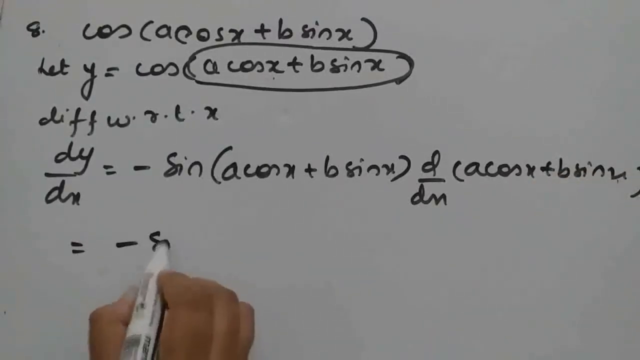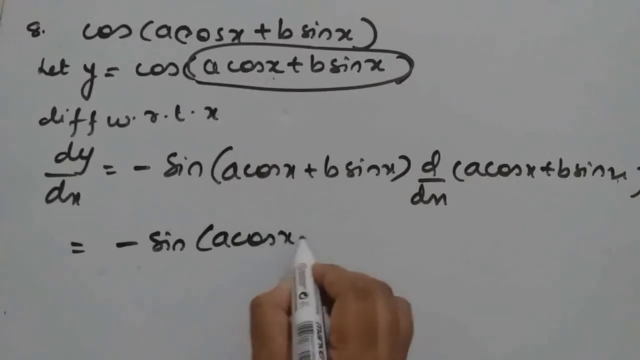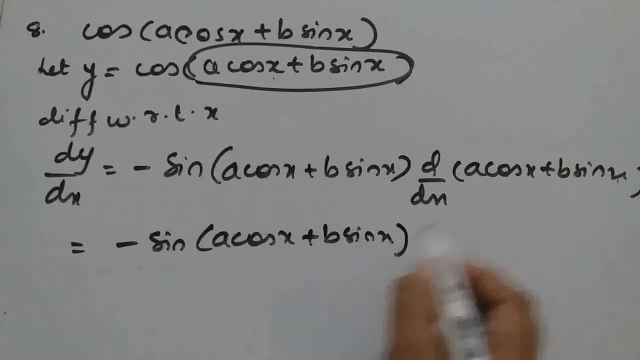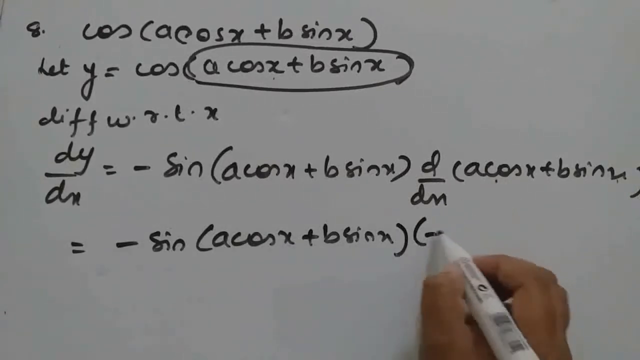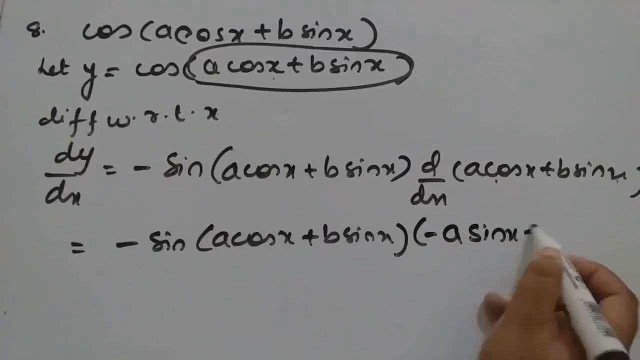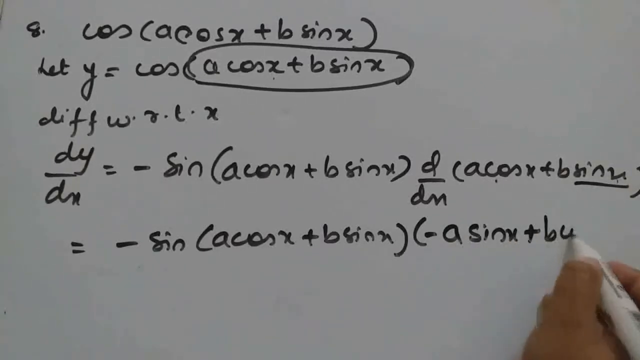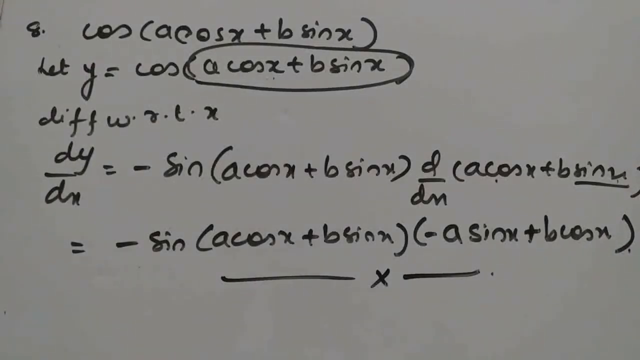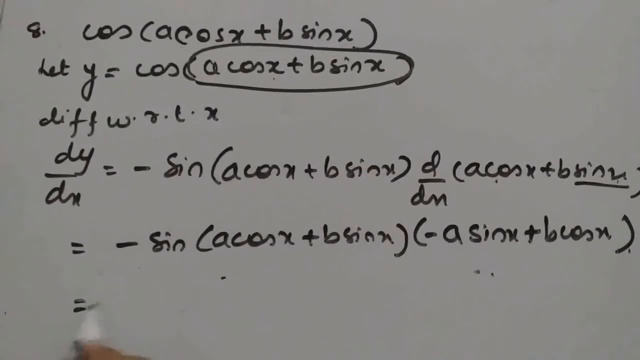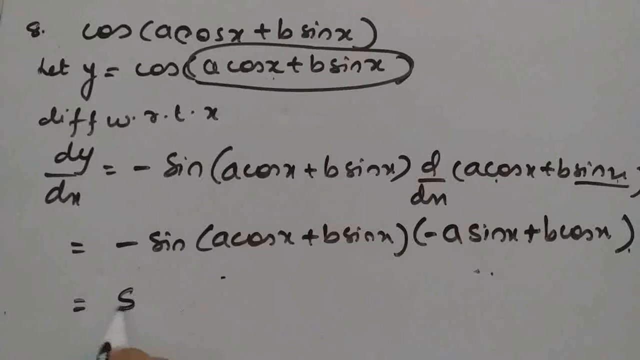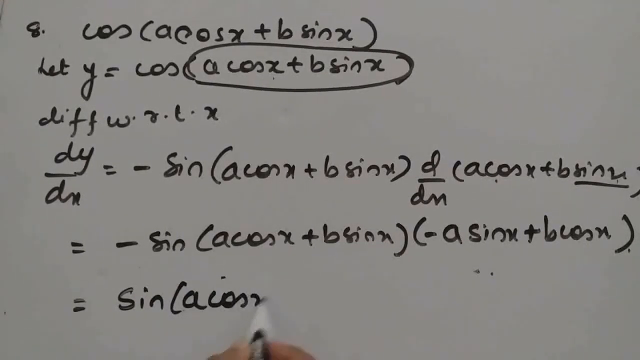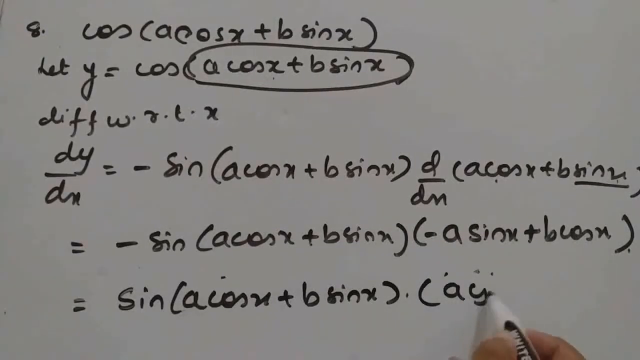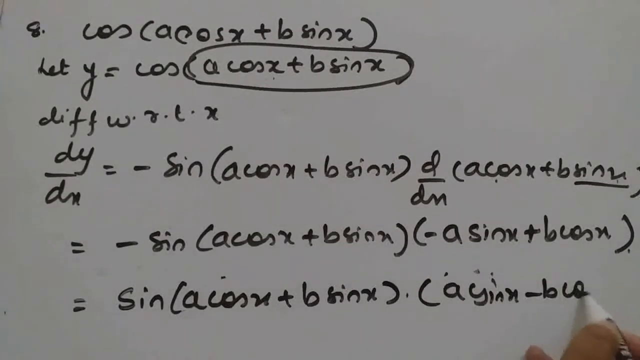So what can we write? Minus sine of a cos x plus b sin x. Then the derivative of cos x is what? Minus sin x, plus the derivative of sin x is cos x. So this is your answer. Or we can take minus common here. So minus will be plus sine of a cos x plus b sin x, and this bracket will become a sin x minus b cos x.